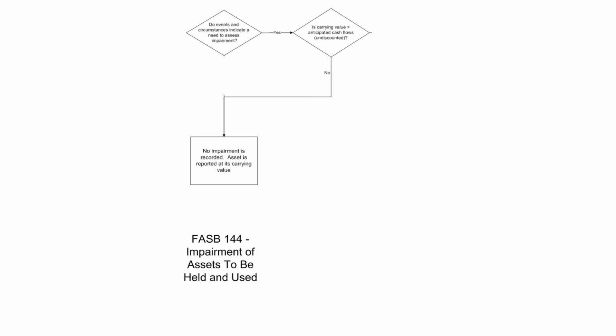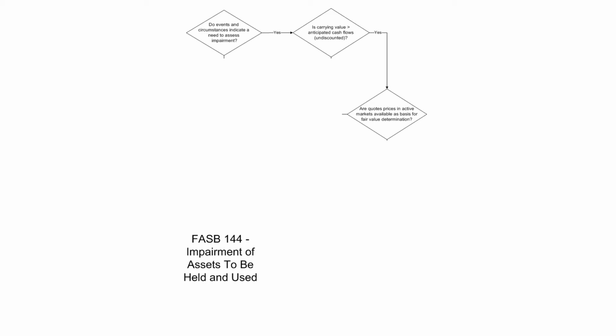First, we need to know whether there are any events or circumstances that indicate a need to assess impairment. If the answer is no, then we do not record any impairment and the asset is reported at its carrying value. However, if the answer is yes, then we go to our next decision point. We next ask, is carrying value greater than the anticipated undiscounted cash flow? If the answer is no, then there's no impairment that is necessary.